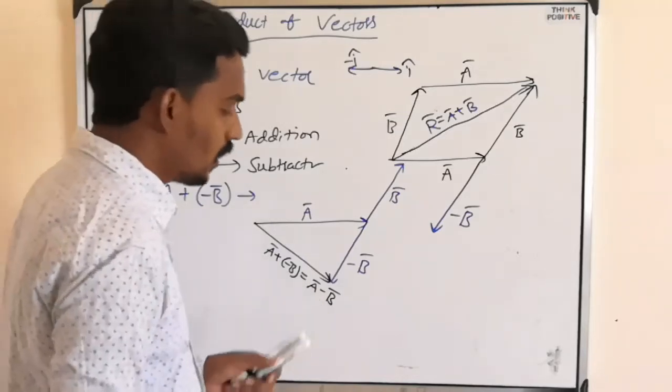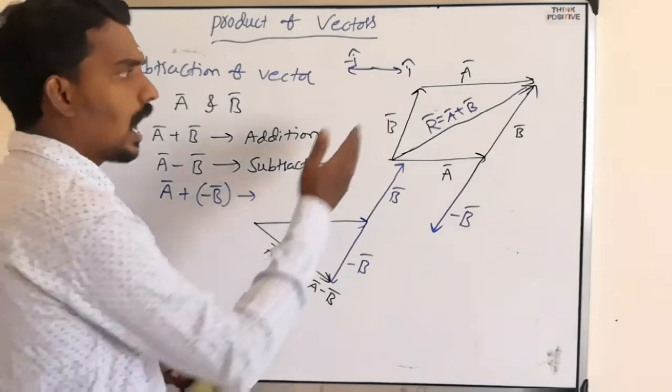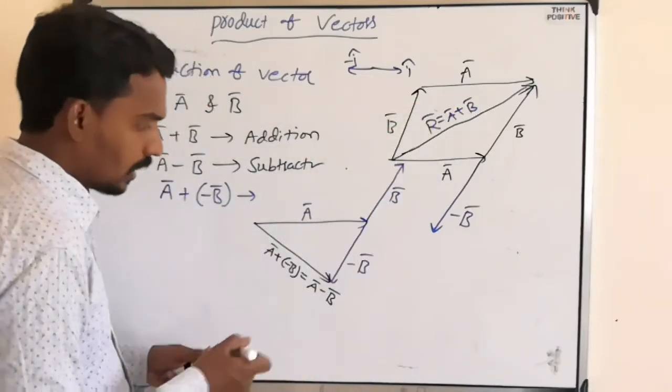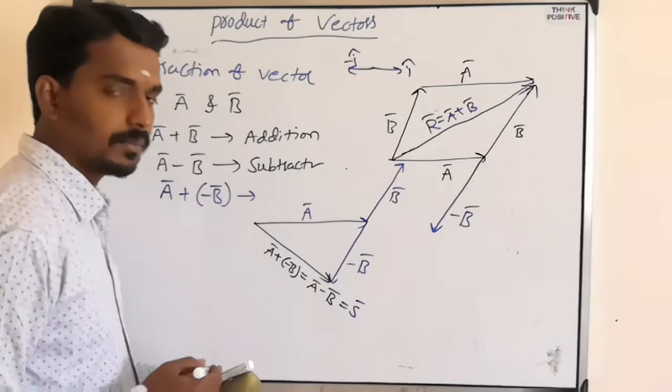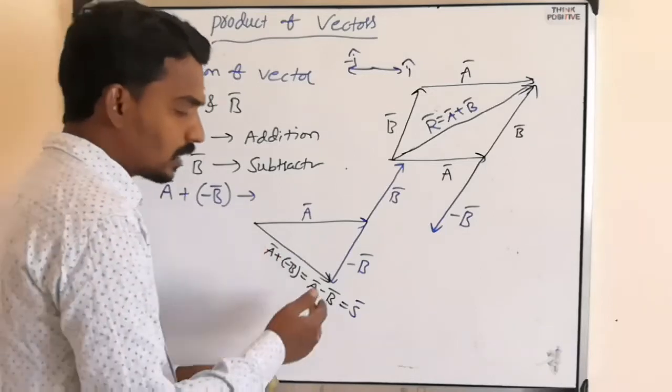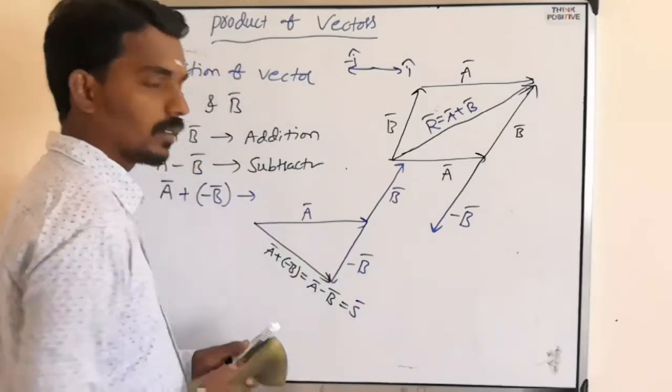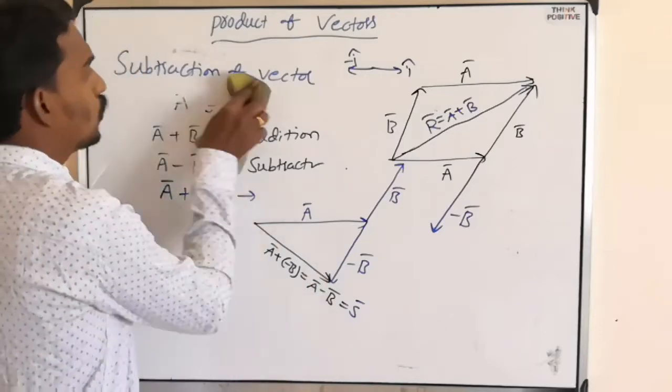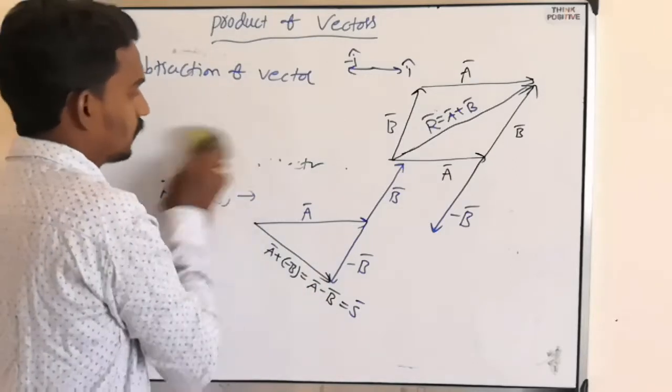Now the question is, what is the magnitude? See, R bar is A bar plus B bar. Let's take S bar, A bar minus B bar, as another vector, S bar. Then how to get the magnitude?